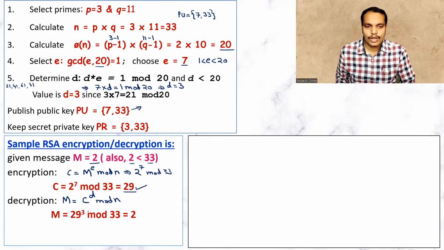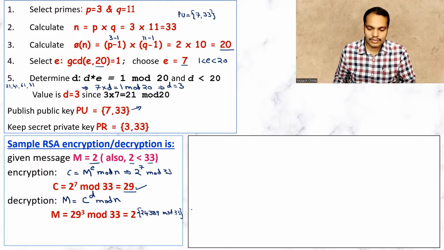So 29 cube. What is 29 cube? See, there are two ways of calculating it. If you do it directly, 29 cube value is 24,389 mod 33. You can do it directly like this, or there is another way to do it. What I usually do is I simply break it down into smaller numbers. So 29 square into 29 whole mod 33.